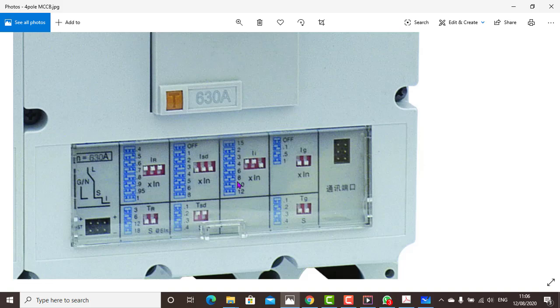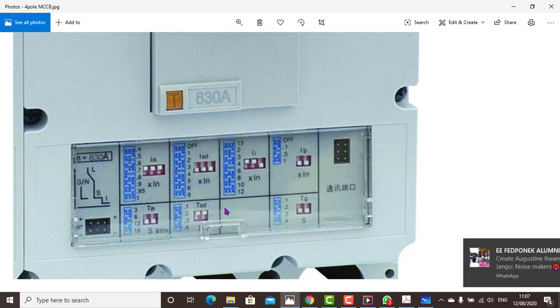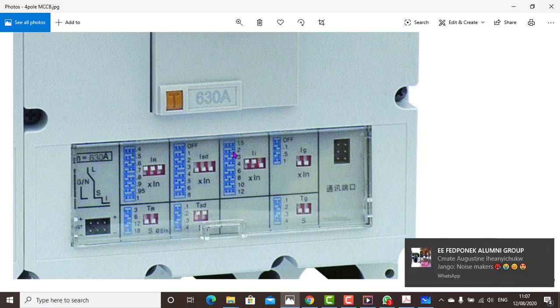Okay, then this one here is instantaneous, this is ISD short, this is instantaneous. So that's why there's no time in here. As you see, you trip, no time. This one is always high. You can see that it's always high.